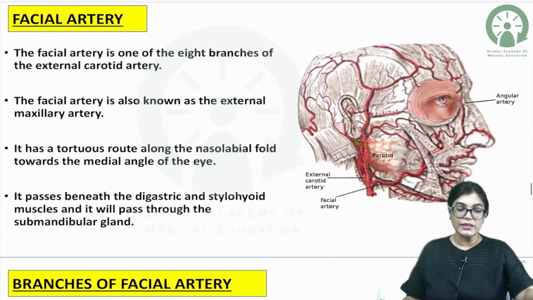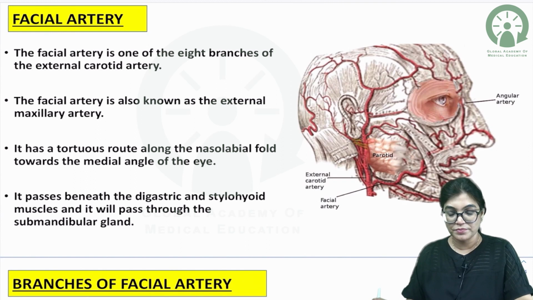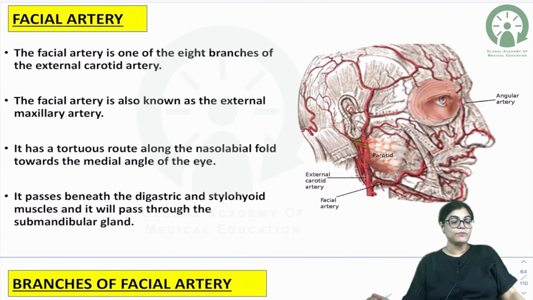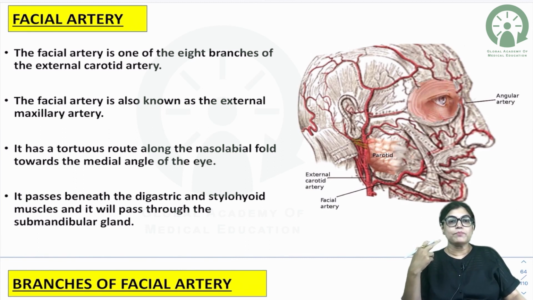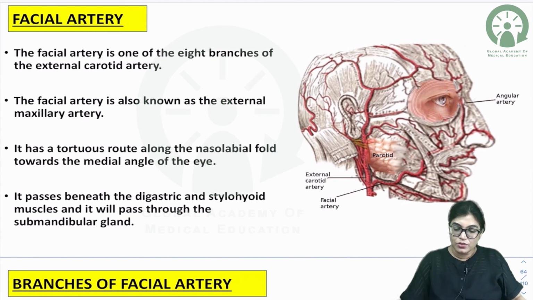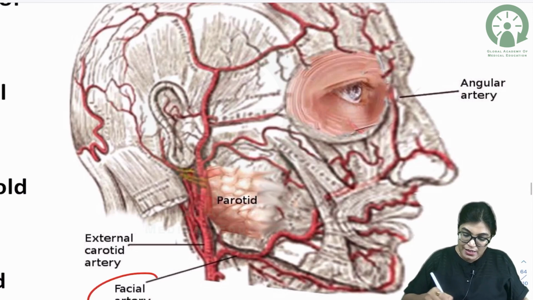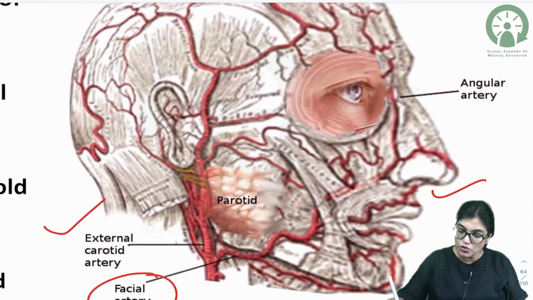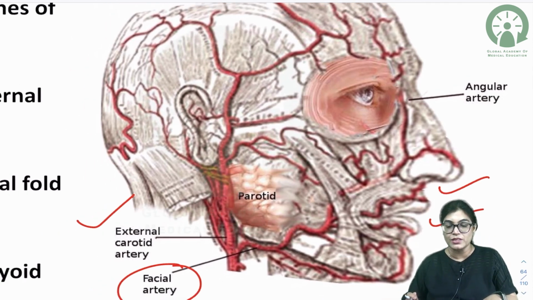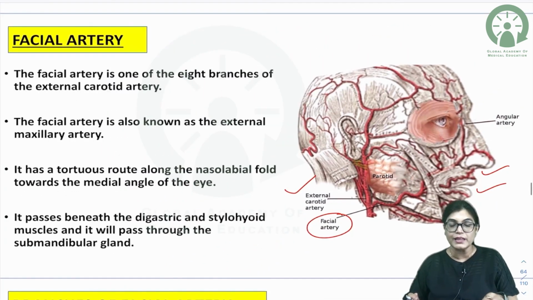Now I would also like to tell you about the facial artery. The facial artery is one of the 8 branches of the external carotid artery. It is the anterior branch of the external carotid artery. It has a tortuous route along the nasolabial fold and along the medial angle of the eye. It passes beneath the digastric and stylohyoid muscles and passes through the submandibular gland. So you can see the facial artery, the anterior branch from the external carotid artery, having a tortuous route, giving superior and inferior labial branches, and also giving branches in the cervical and facial region.